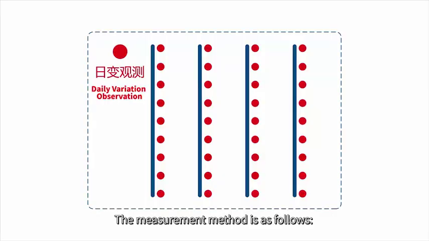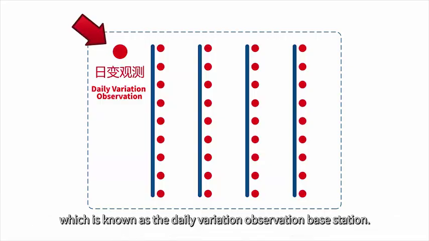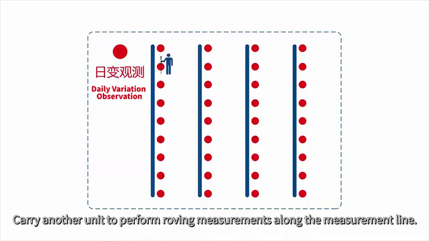The measurement method is as follows. Set up a fixed observation point at a location near the measurement area where the magnetic field is relatively stable, which is known as the daily variation observation base station. Carry another unit to perform roving measurements along the measurement line.